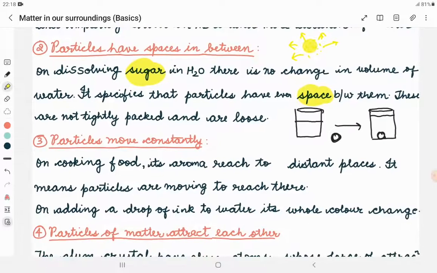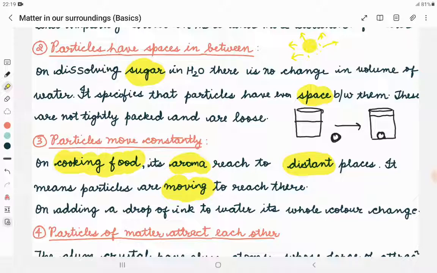The next is that the particles are moving constantly. Now how can we prove this? You must have seen that when food is cooked, its aroma or smell reaches distant places. It means if we are sitting in the next room, the smell of that food can reach over here. It means the particles are moving there.